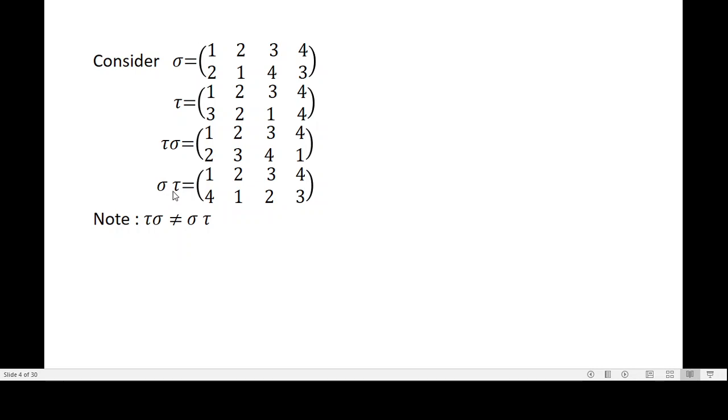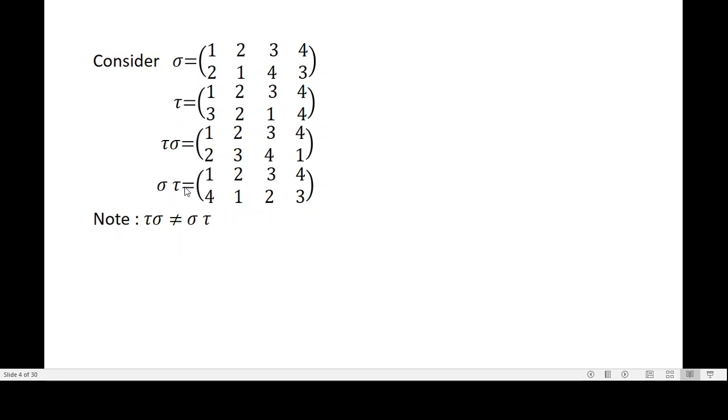Okay, similarly you find sigma of tau. First, sigma of tau of 1. Tau of 1 is 3, that is sigma of 3. Sigma of 3 is equal to 4. So sigma tau of 1 is equal to 4.